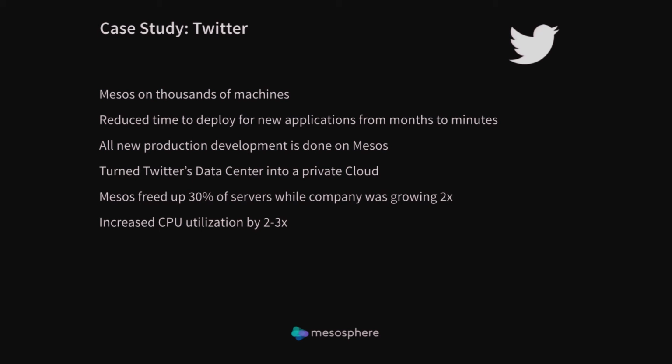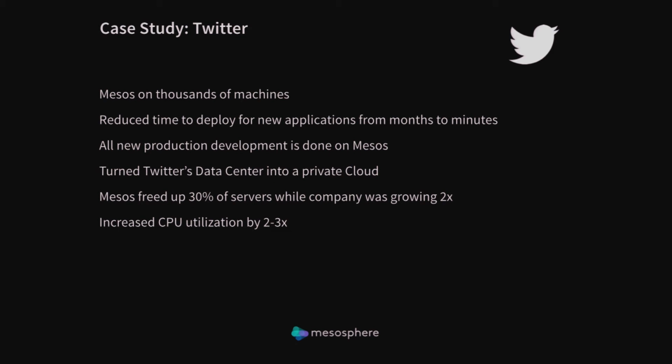Basically what it did is it turned Twitter's own data center into a private cloud. And they were able to drive up the efficiency by a lot too. It freed up about 30% of the servers while the company was growing by 2x. And they increased CPU utilization by a factor of 2 to 3.